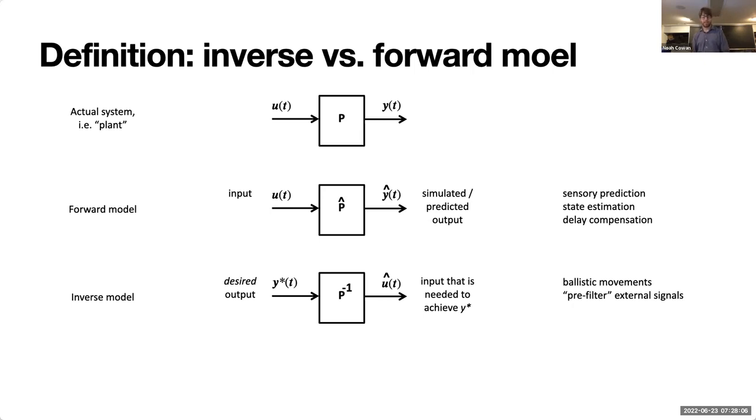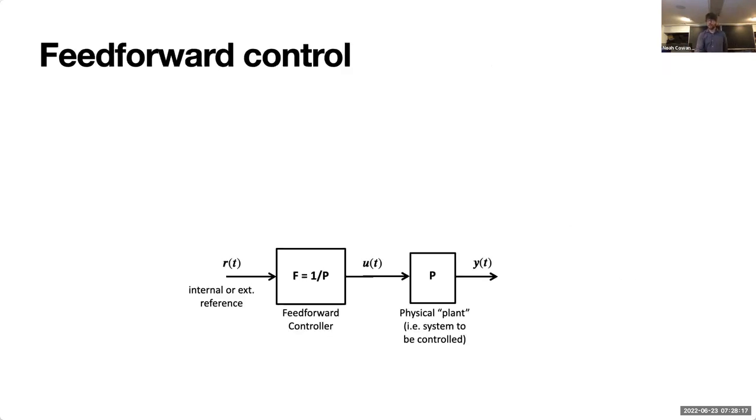It's just to, as best as you can, invert the plant. Now, you can rarely invert the plant perfectly for a lot of technical reasons that I won't go into here, but you can partially invert the plant and do so over a bandwidth that's important to you for control. And this is the example for how you would do that: you invert the plant.